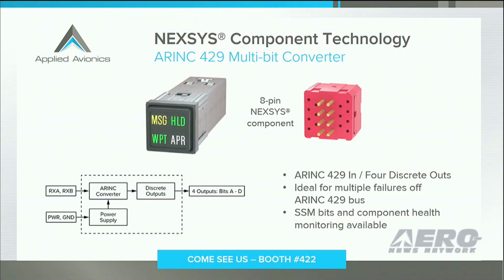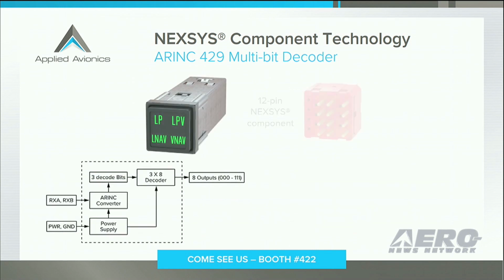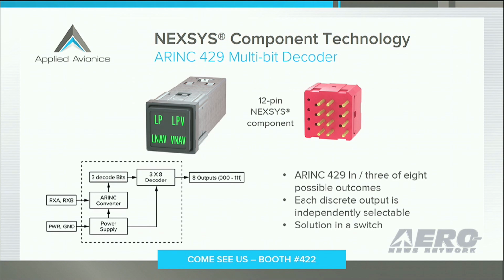So now that we have the ability to handle multi-bit conversions of ARINC 429 data, we decided to build on that capability even further with our new Nexus ARINC 429 multi-bit decoder. This simple device also converts ARINC 429 data to several discrete outputs, but it's the way that it does it that makes it unique. Once it reads the correct label, its built-in 3-bit binary decoder takes over and allows all 8 possible combinations to be used as discrete outputs.